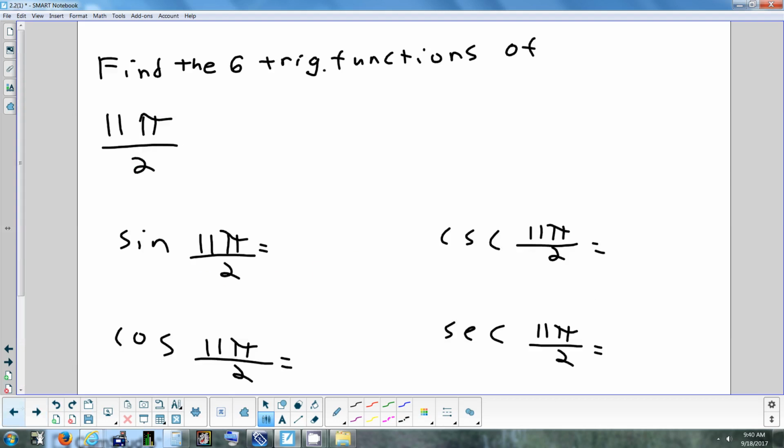Okay, why don't you try the last one on your own. It's very similar to the one we just did. I would start with a conversion and then go from there.